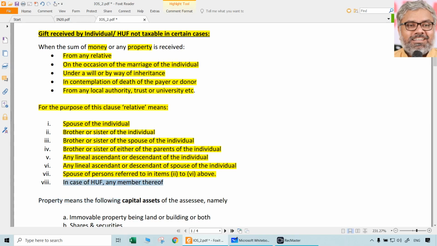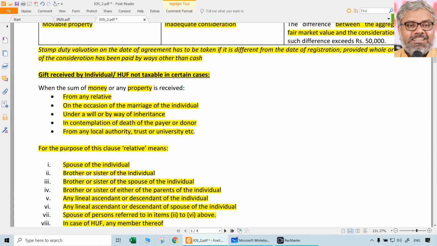And of course, in case of HUF, any member of the HUF is a relative. So for HUF, who is a relative is a member of the HUF. That is what relative means. So that is the definition of relative.